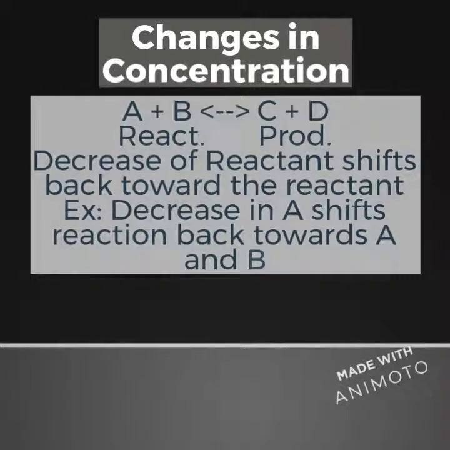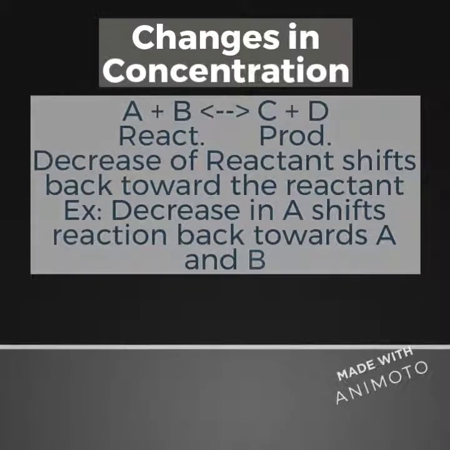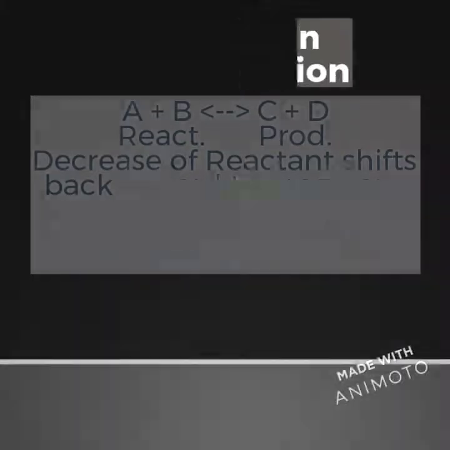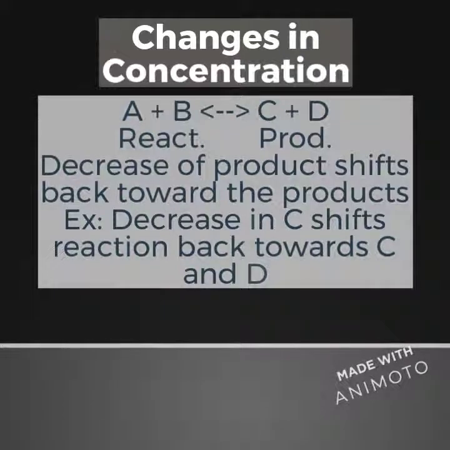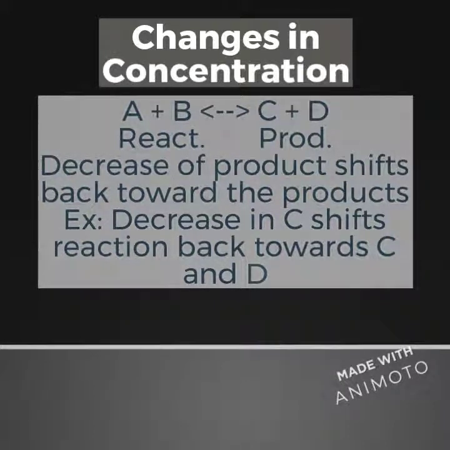Contrary to increasing concentration, when the concentration of a component decreases, the reaction shifts back towards where it decreased. If the concentration of a reactant decreases, so in this hypothetical, let's use A, the reaction will shift back towards the reactants, so in this case, it will shift towards A and B. Similarly, if the concentration of a product decreases, the reaction will shift back towards the products. So in this hypothetical, let's say the concentration of C decreases, then the reaction will shift back towards C and D.